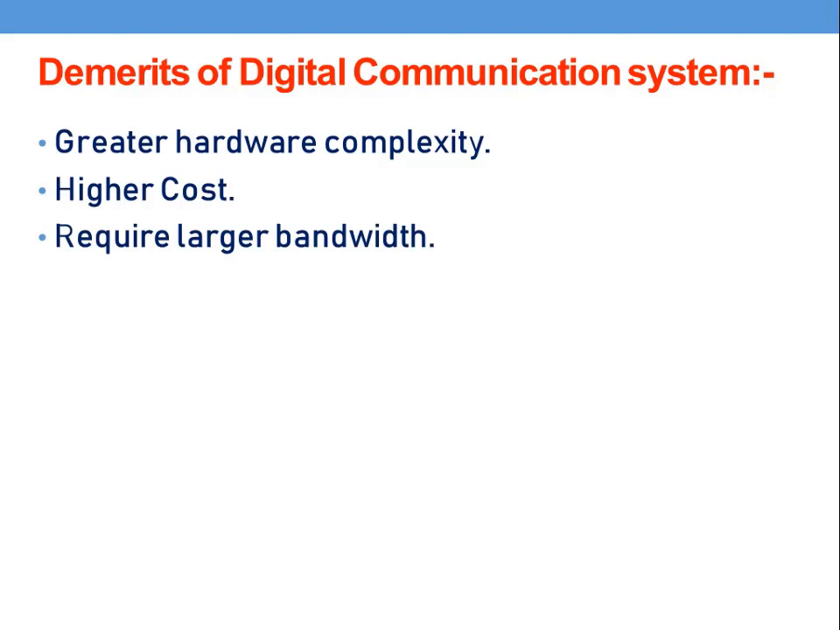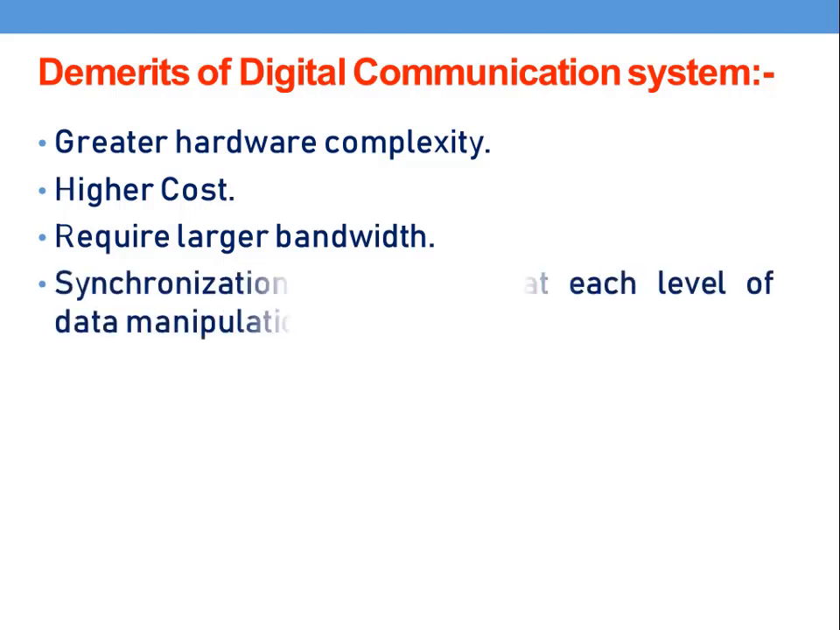Next demerits of digital communication system is it requires larger bandwidth compared to analog communication system. In digital communication system, synchronization is necessary at each level of data manipulation. That means in digital communication system, there should be a synchronization between a source to destination throughout the communication process. These are some of the demerits of digital communication system. Let's move on to the next topic.